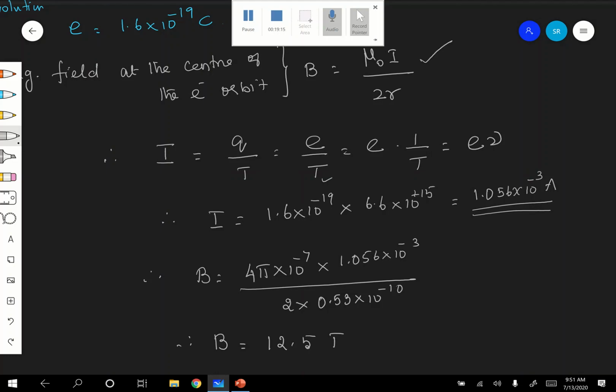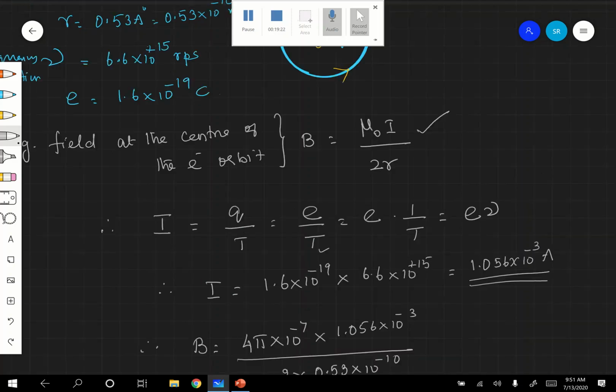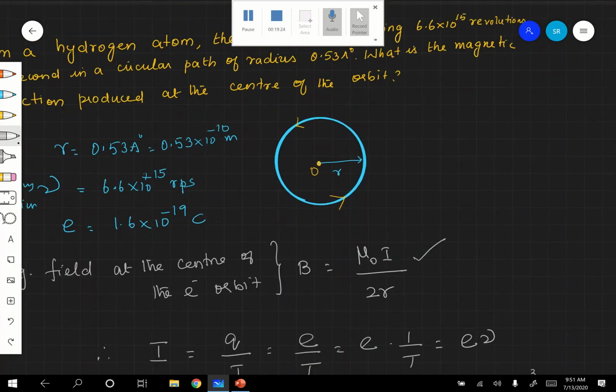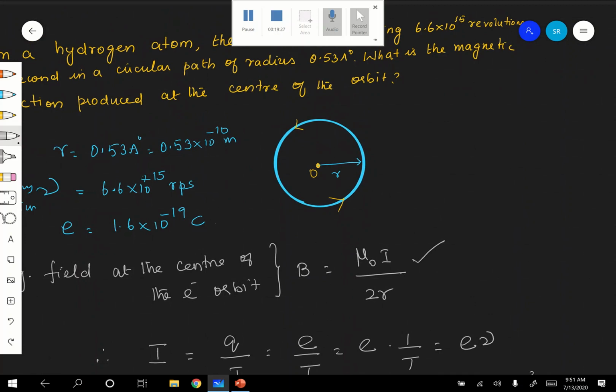12.5 Tesla. Are you following? Okay, so the direction depends upon the direction of motion. If the electron is revolving like that, the current will be in the clockwise direction. Current in the clockwise direction means, use your right hand, the curvature shows the current in the circular coil, and at the center, what will be the magnetic field? The thumb shows the direction of the magnetic field.